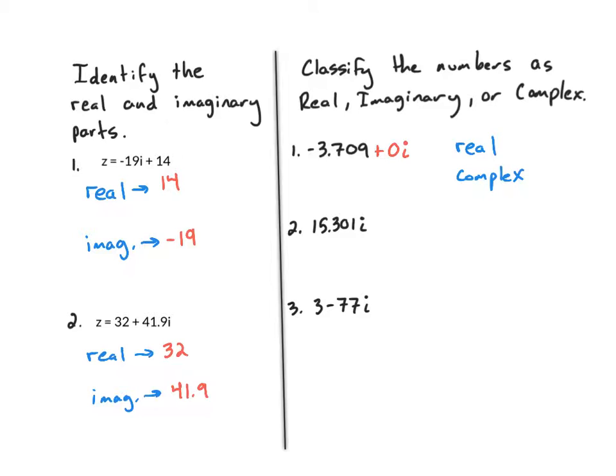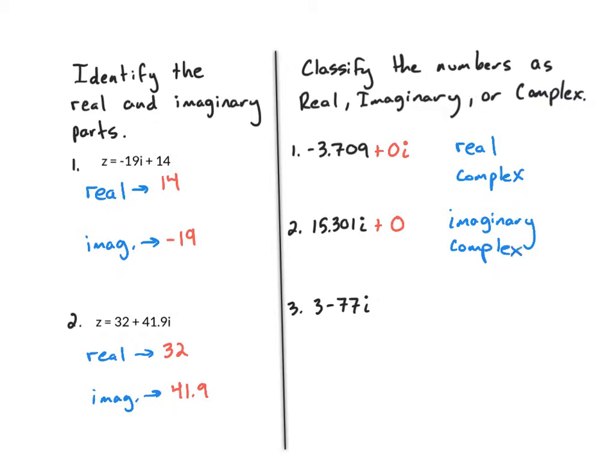Now number 2, similar, but this one has an i now. Okay, so I could also give it a real part, but instead of 0i, just put plus 0. So in this case, 15.301i would be an imaginary number, but it could also be complex.